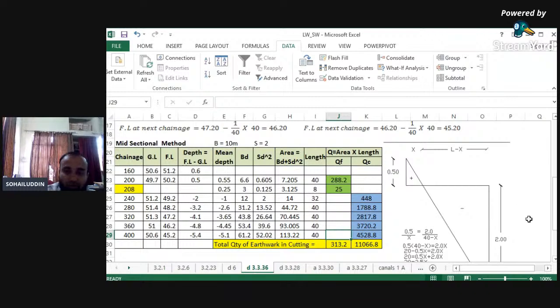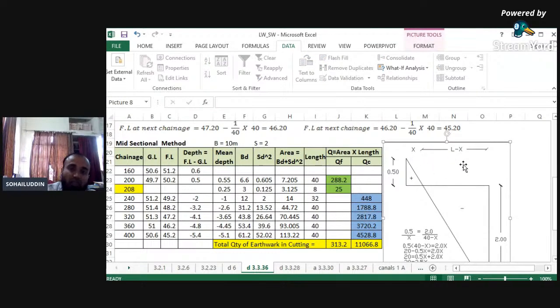Yes, minus 2. So this is nothing but minus 2. Again, we have to find out this x. How to find out x? This smaller triangle is x, and this larger triangle width is nothing but L minus x. Again, similarity of triangles: 0.5 divided by x equals 2 divided by L minus x.